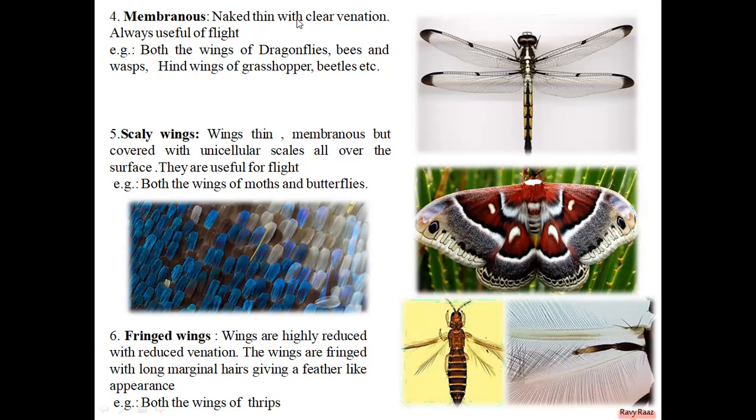Next is scaly wings. Scaly wings are present in moths and butterflies. These types of wings are colorful and scales are present on the wings. Fringed wings are present in thrips. These wings have very reduced wing venation, and only long marginal hairs like feathers are present. So in fringed wings, hair-like, feather-like structures are present.